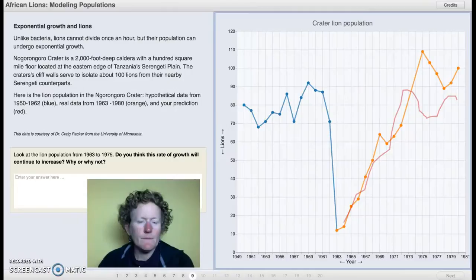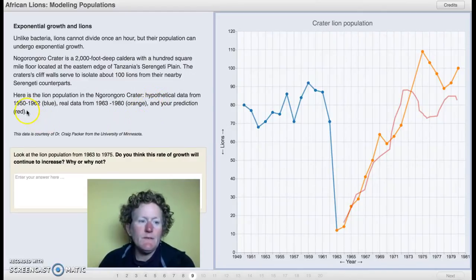So we talked about exponential growth in bacteria and how it increases very quickly, but lions are not bacteria. Unlike bacteria, lions cannot divide once an hour, but their population can undergo exponential growth. Ngorongoro crater is a 2,000-foot deep caldera with a 100-square-mile floor located at the eastern edge of Tanzania's Serengeti Plain. The crater's cliff walls serve to isolate about 100 lions from their nearby Serengeti counterparts, so there isn't a lot of immigration or emigration.